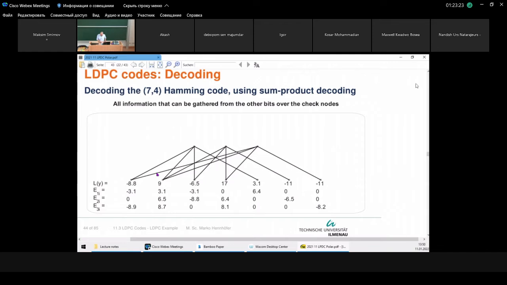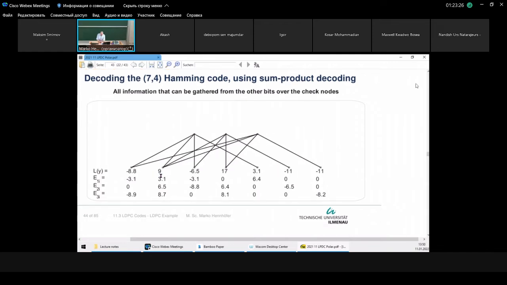See how this continues. And I do this, of course, for all the bit nodes. The story will continue in the same way.